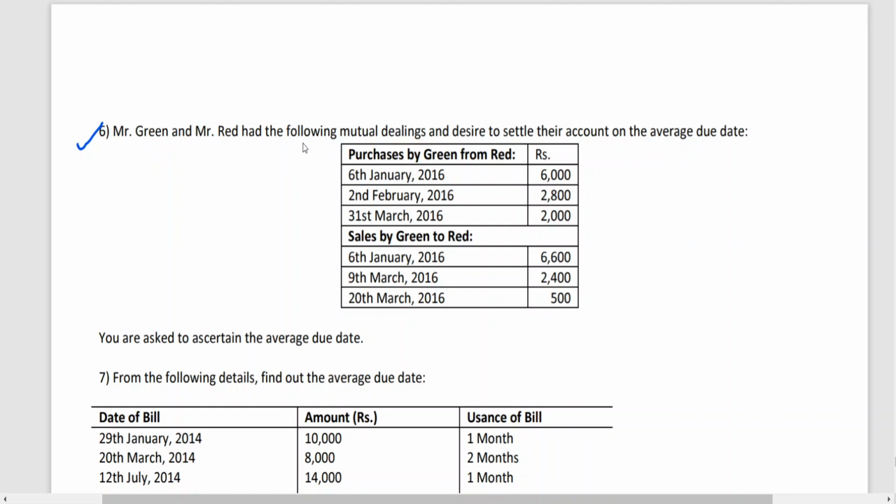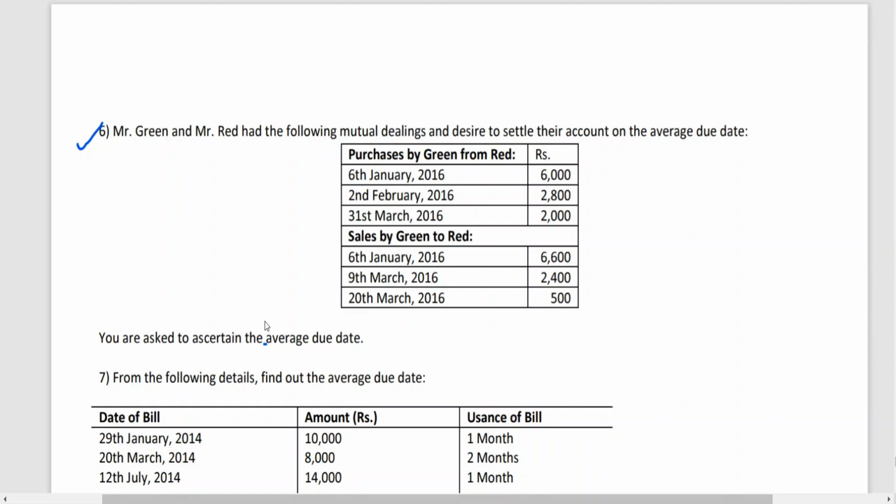Mr. Green and Red had the following mutual dealings and desired to settle their account on the average date. The same problem, we'll work out this one also. Sixth one. Purchases by Green from Red, 6 January, 2nd February, 31st March. Sales by Green to Red, 6 January, 9th March, 20th March. You are asked to ascertain the average due date.